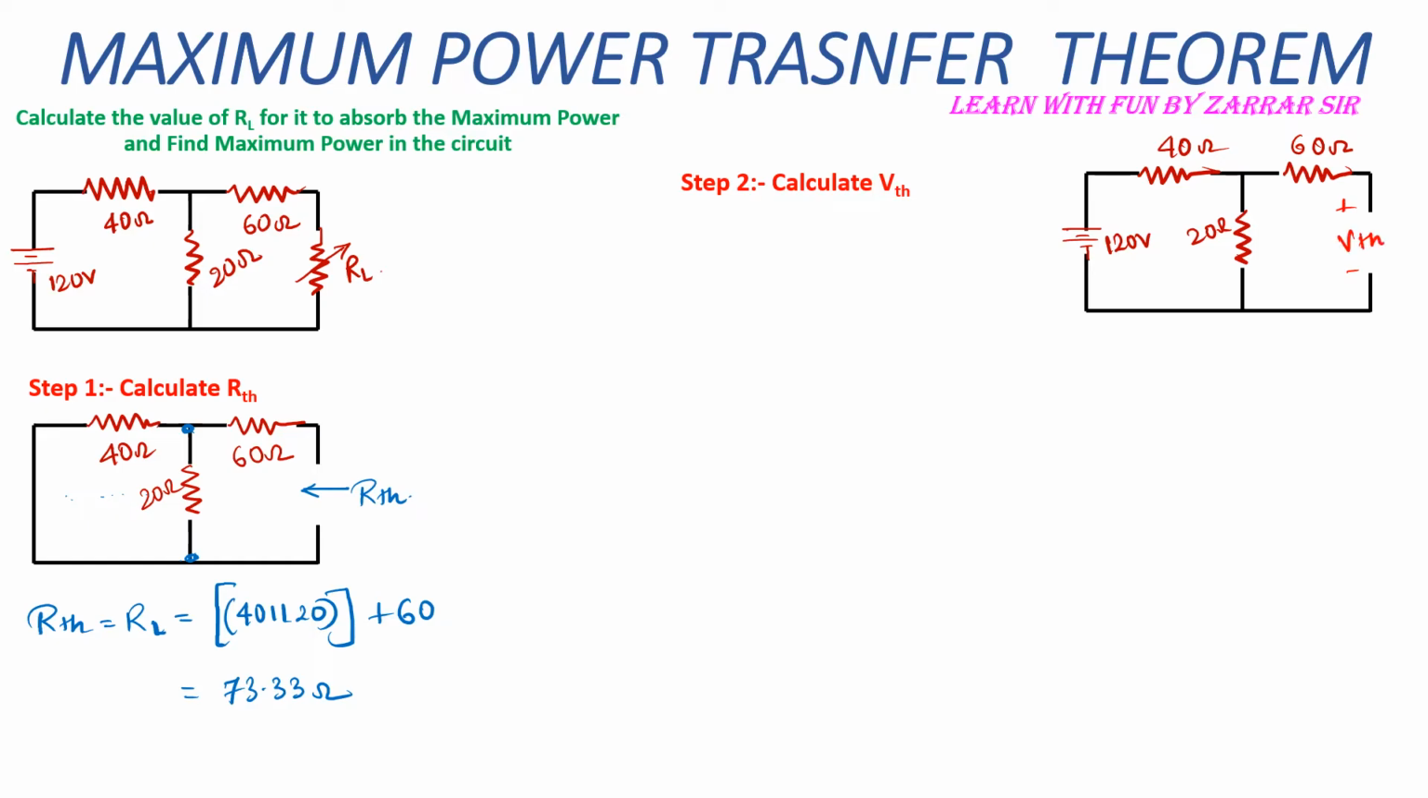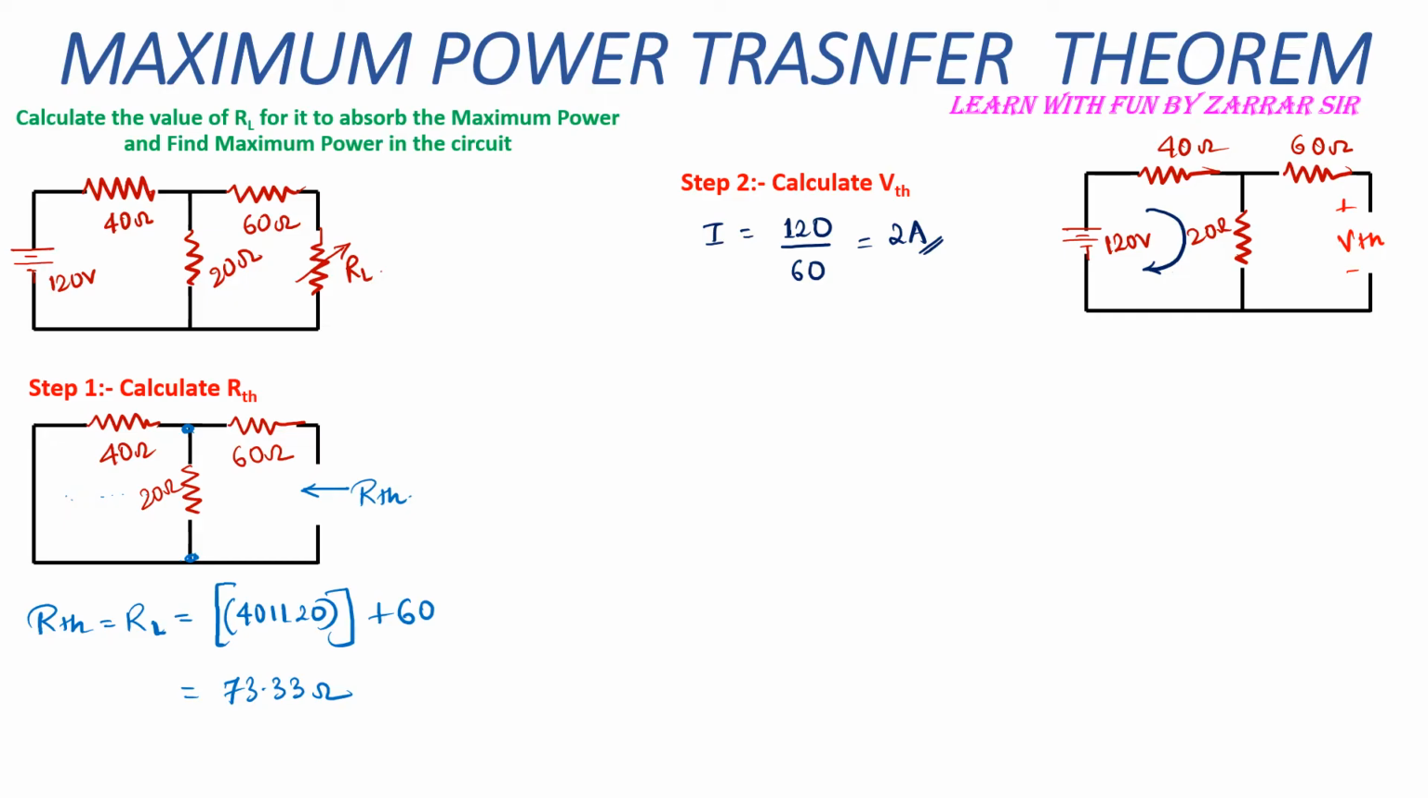Now how to calculate Vth? It's a very simple step. First, we need to calculate the loop current in this loop. It's very simple: I is equal to V by R. V is 120 upon R, where R is the total resistance in this loop. 40 plus 20 turns out to be 60, so I is equal to 2 amperes. Okay, it was very simple to calculate the current.